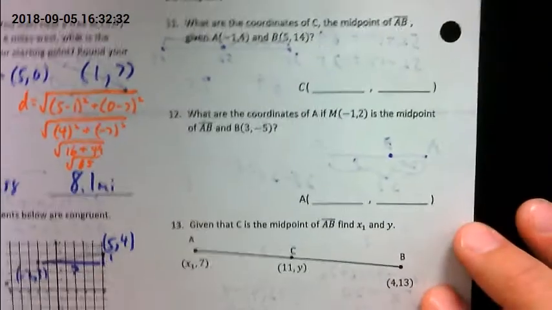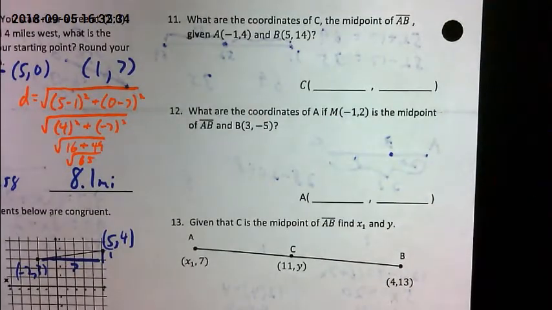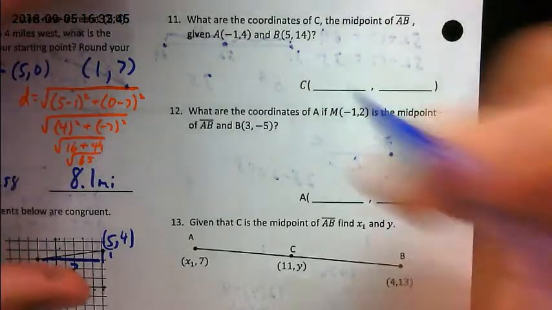Number 11. This one is all about midpoint, right? So on 11, what are the coordinates of C, the midpoint of AB? Again, midpoint's just an average. You have to average the x's and average the y's.